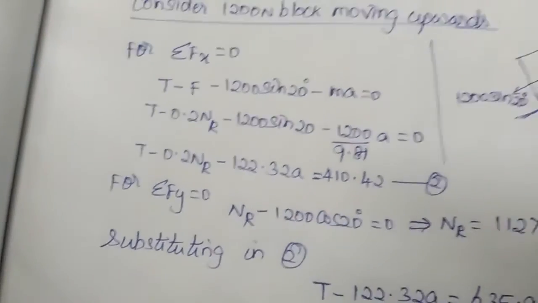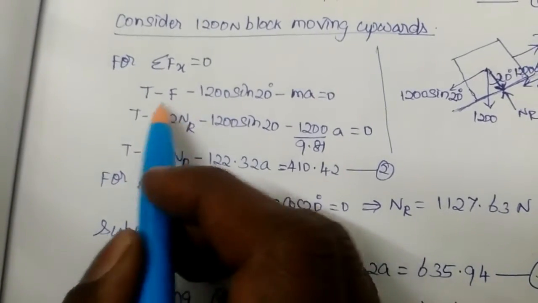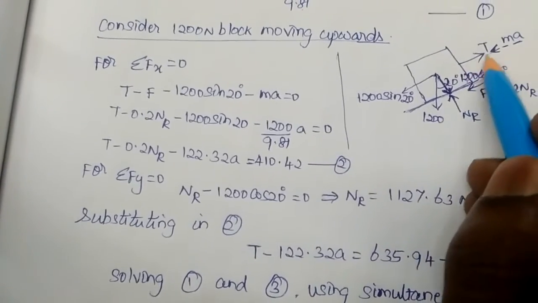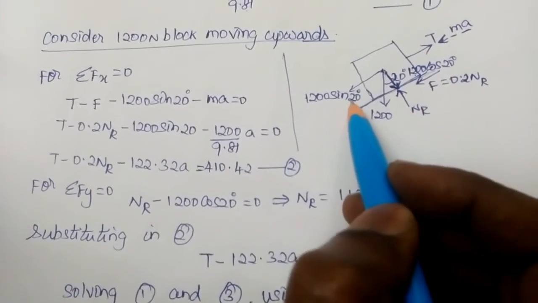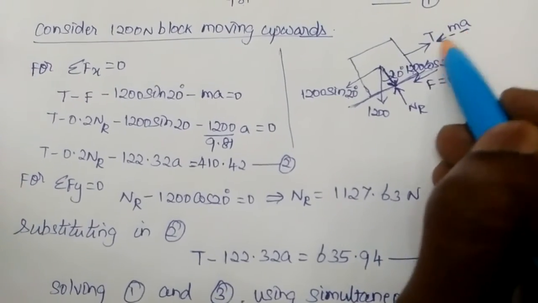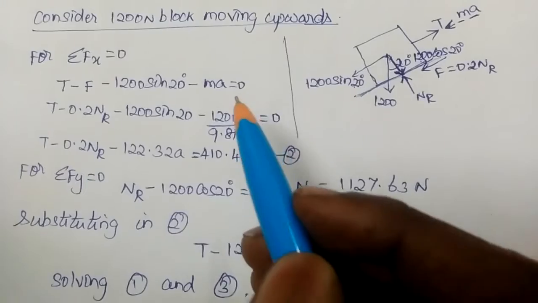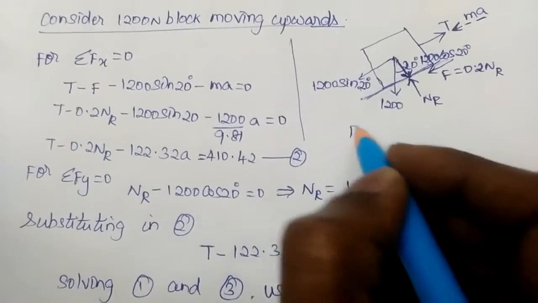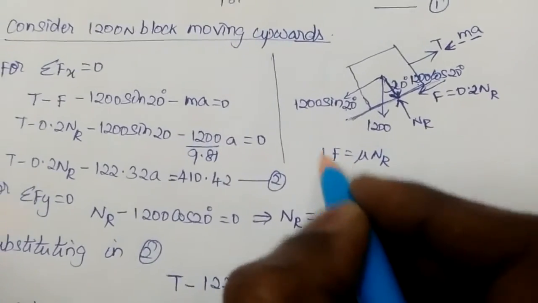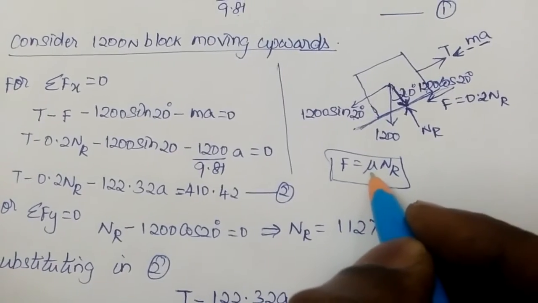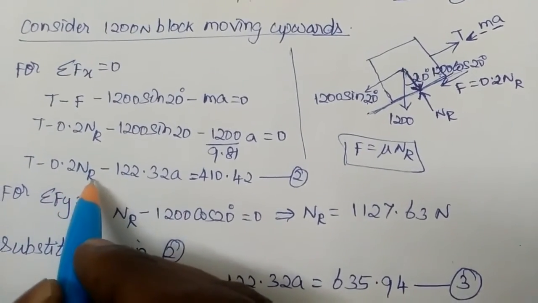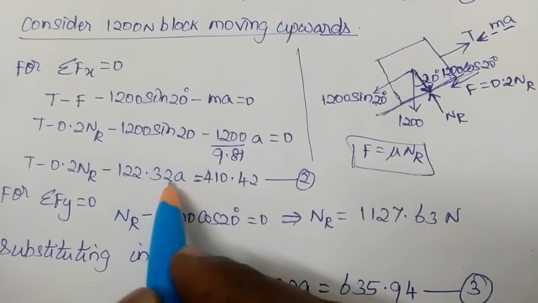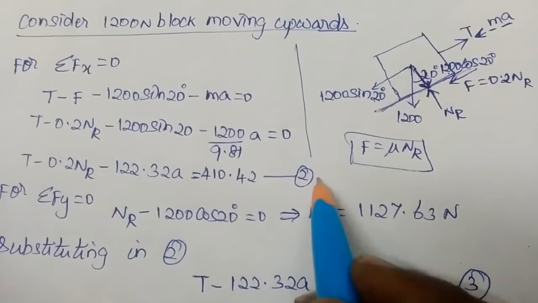So here, if we resolve this, summation Fx equal to T minus T, it is acting in the right side direction, plus T minus F left side direction, minus 1200 into sine 20, minus MA, which is also acting in the left side direction, equal to 0. So F we can replace as F equal to mu into N suffix r. Mu value is given as 0.2. If you substitute this, we get the equation T minus 0.2 Nr minus 122.32a equal to 410.42. Take this as the second equation.